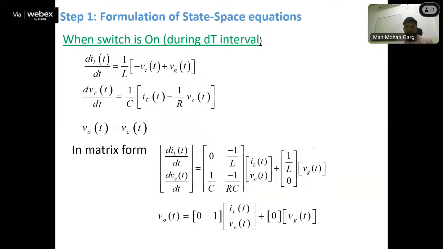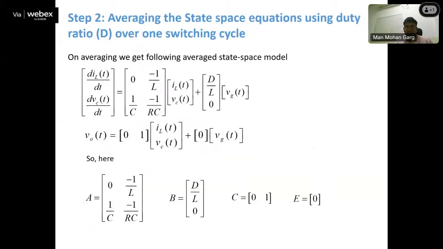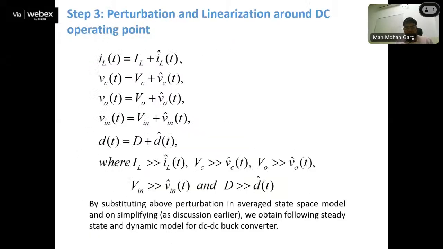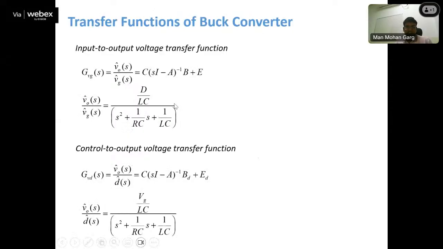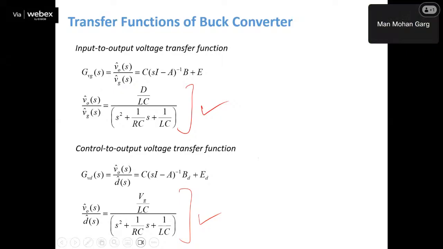We write switch is on, switch is off, then we write these models, then we do averaging, then we introduce perturbations, then we get DC model, then AC models, then these transfer functions. So this much we have done, that is how to derive these transfer functions for the ideal case. But I told you, this is not the ideal one.